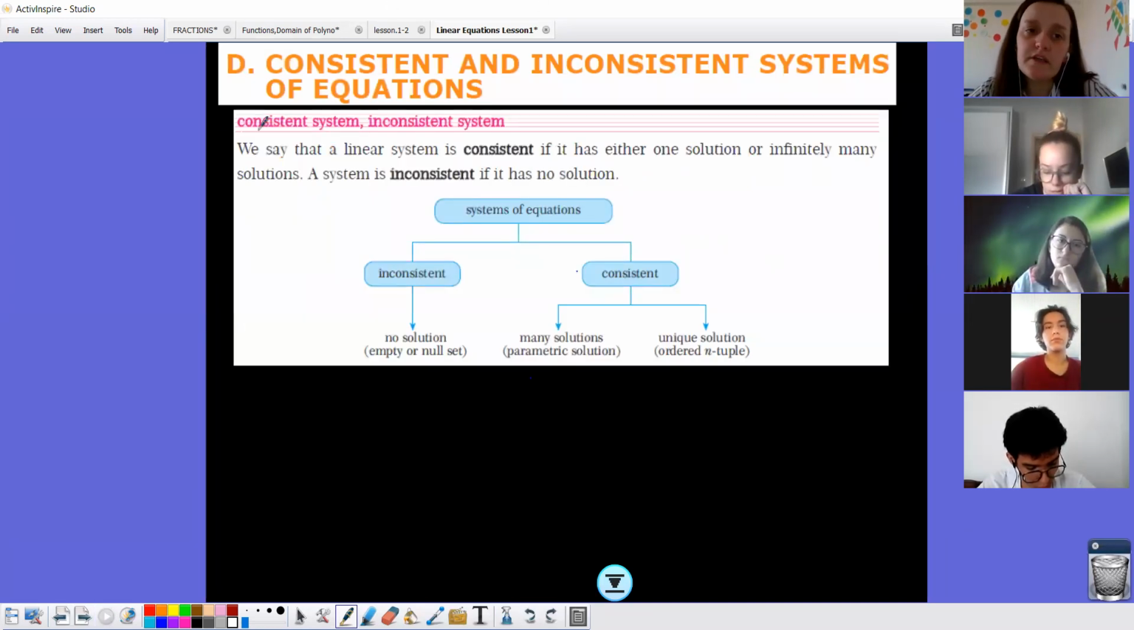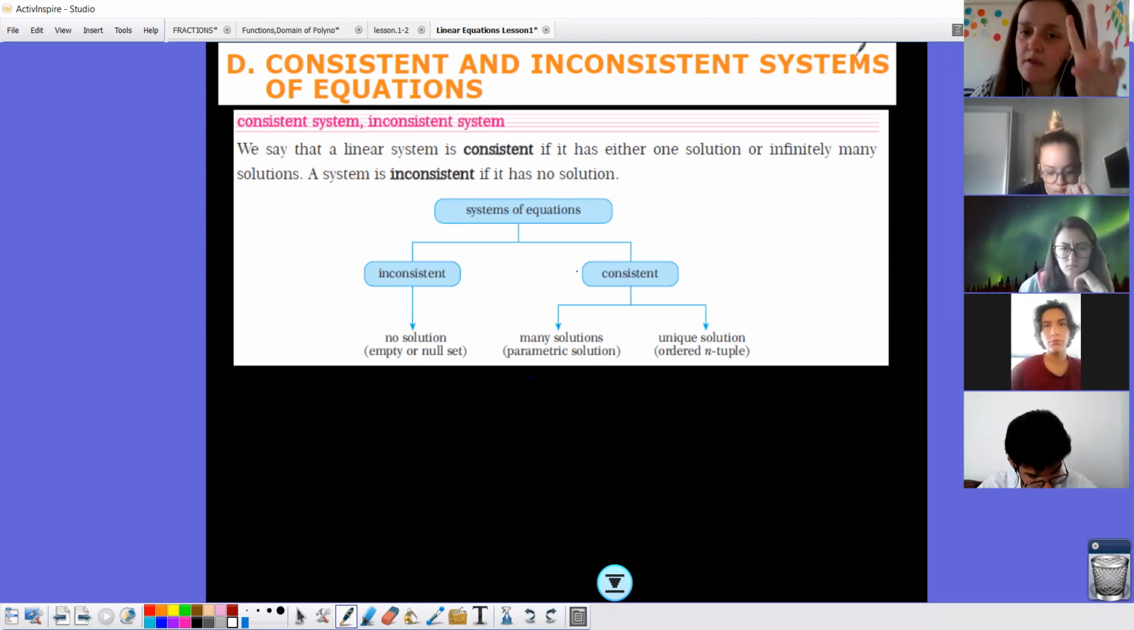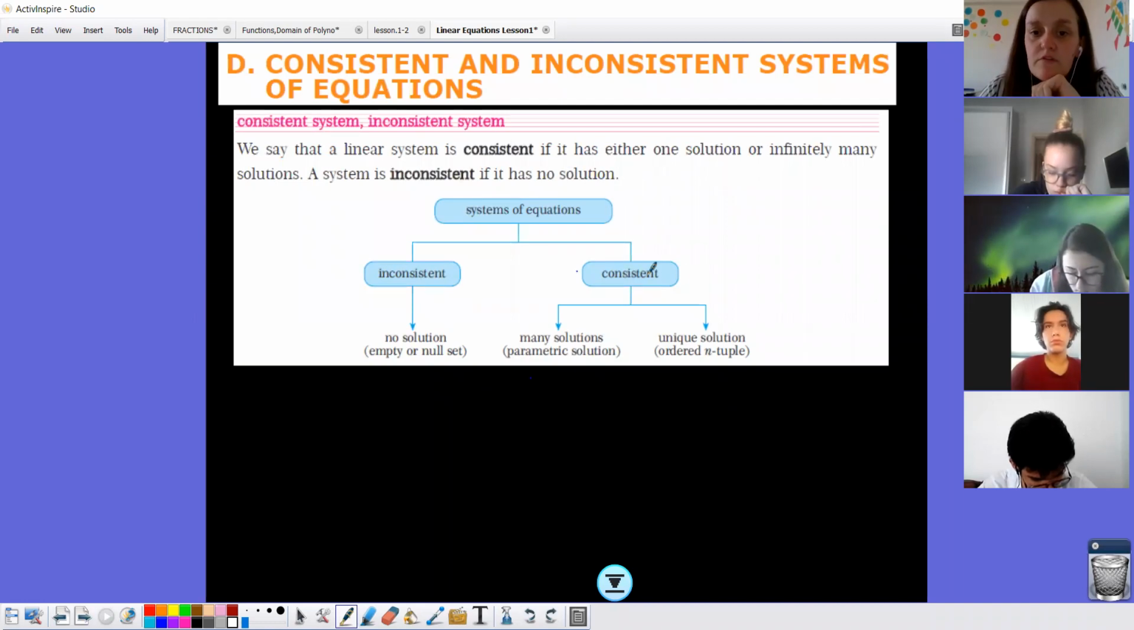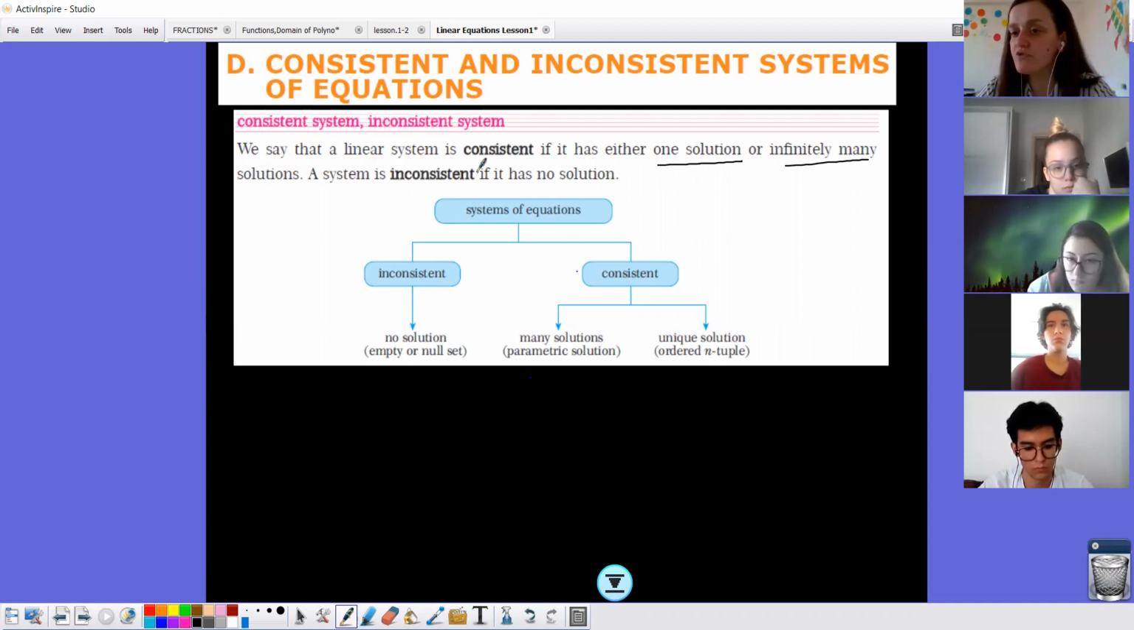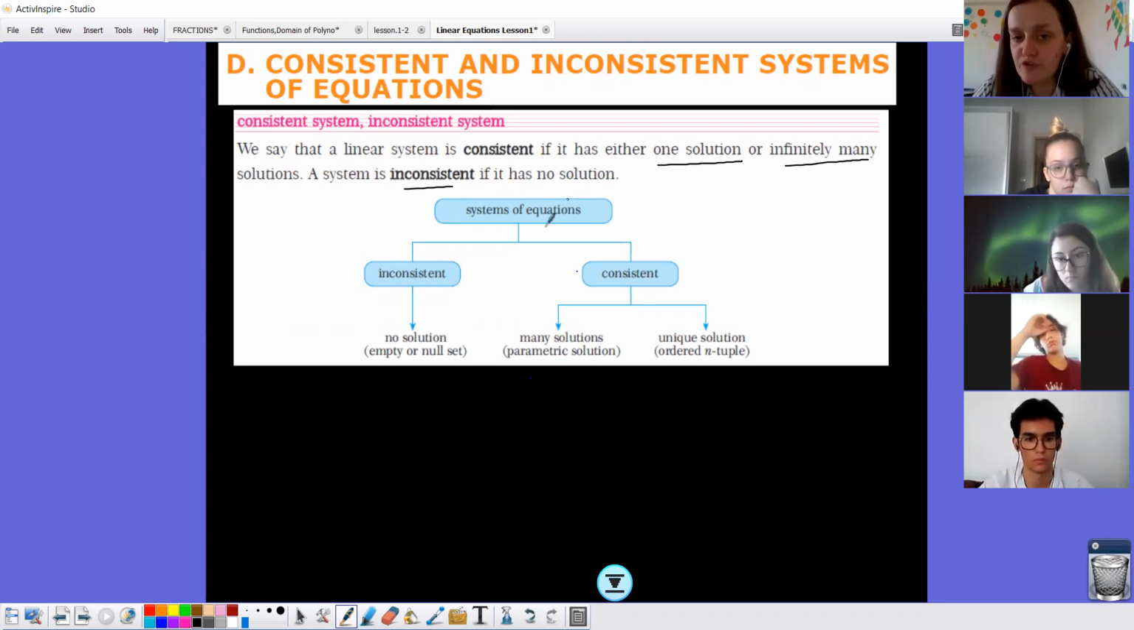So the second part: consistent and inconsistent systems of equations. There are two types of systems of equations we'll have. One of them is called inconsistent, the other one is called consistent. What does it mean? We say that a linear system is consistent if it has either one solution or infinitely many solutions. An inconsistent system is a system that doesn't have a solution.